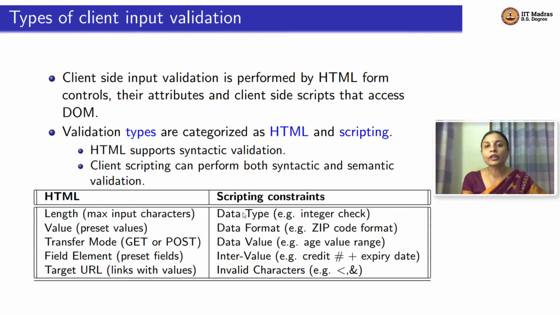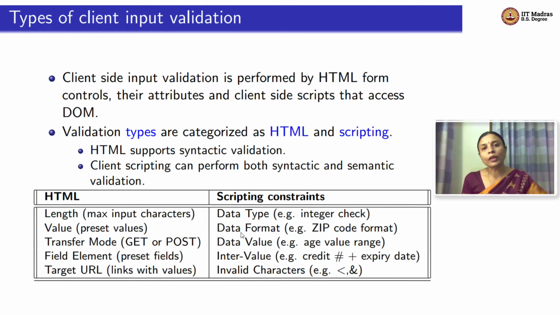I can check whether the data type is right: integer, a floating point number, string, single character, several different things I can check. I can check for data format. For example, in India, a postal zip code will have 6 numbers. In some other country, it can be something else. So I can enforce these constraints by writing small programs on the client side. I can check for data value, like we saw in that example. Age should be between 18 and let's say 100 or 110.